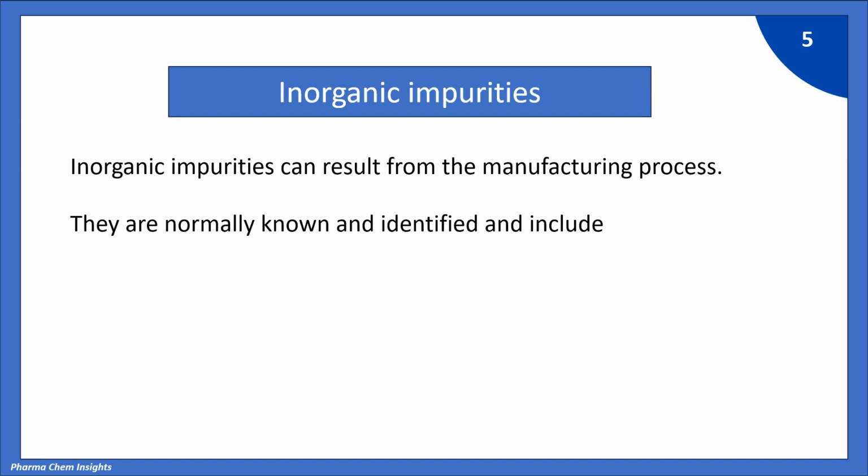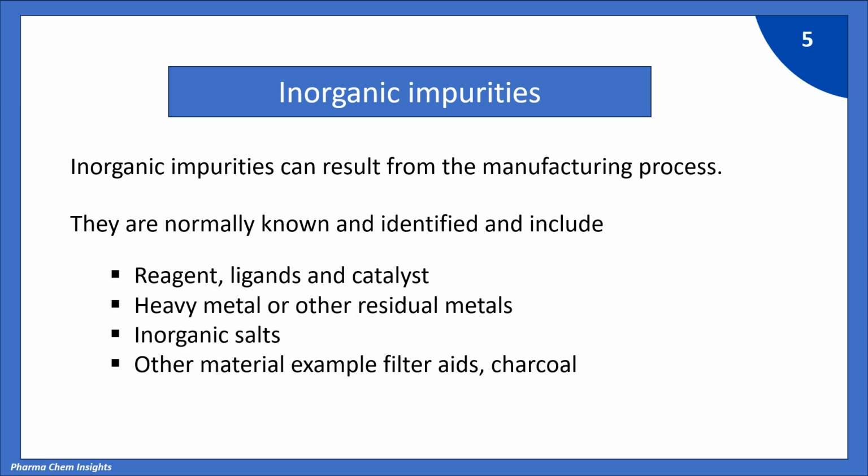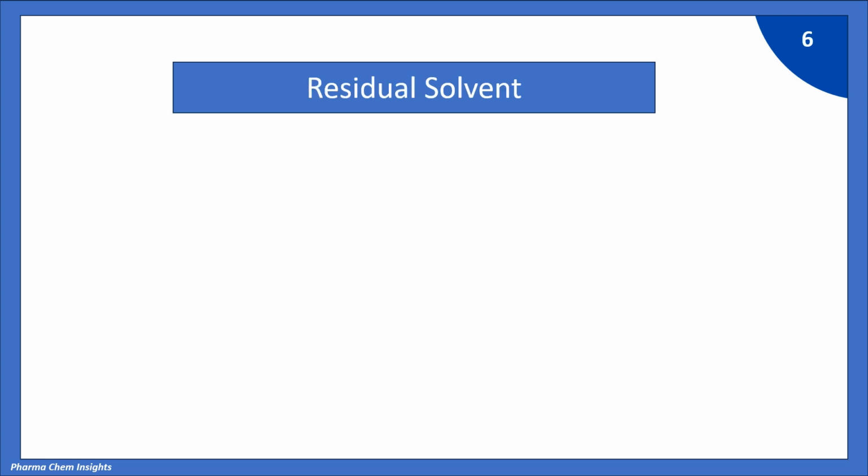Inorganic impurities. Inorganic impurities can result from the manufacturing process. They are normally known and identified and include reagents, ligands and catalysts, heavy metals or other residual metals, inorganic salts, and other materials, for example filter aids and charcoal.